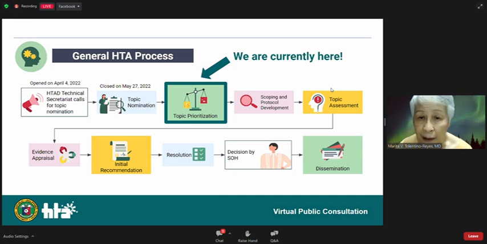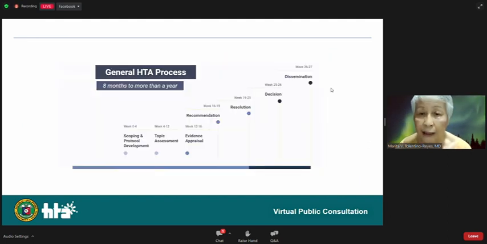We are here in the topic prioritization. This is what we are doing, and this is what we are consulting on this afternoon. In other words, once we finalize the topics that are prioritized, they will undergo the rest of the HTA steps until dissemination. So it is still a long process. We are just starting at topic prioritization. We do not know what will happen after actual evidence appraisal and initial recommendation and decision of the Secretary of Health. And finally, dissemination. Next slide, please.